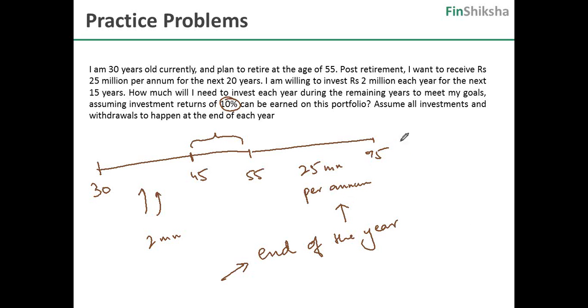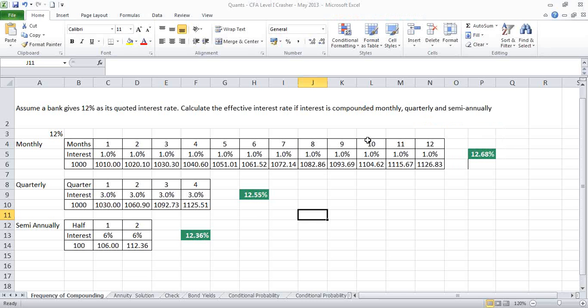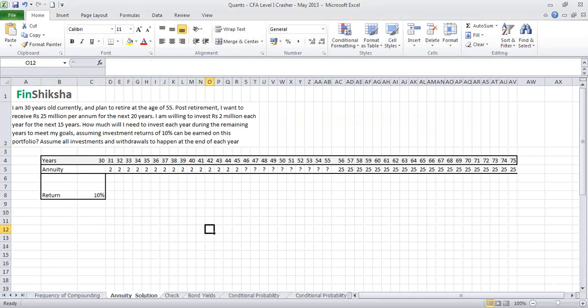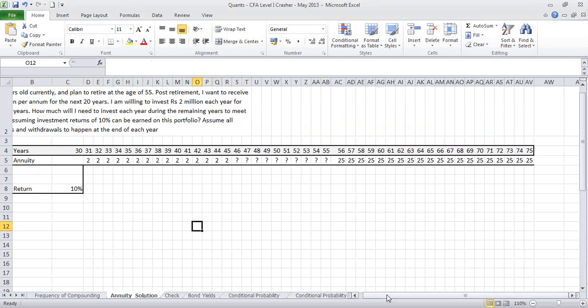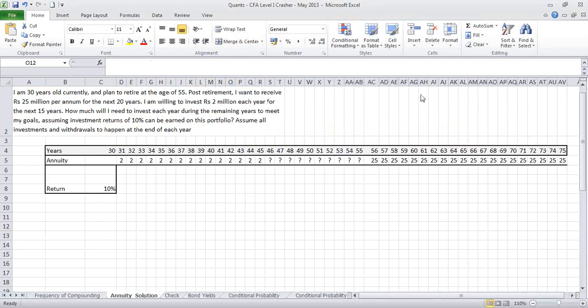Let's try and solve for this. So effectively, what we see is this. We have a period of investments. This is where we are standing now. We are saying from year 31 till year 45, I will invest 2 million at the end of every year. I am willing to do that.